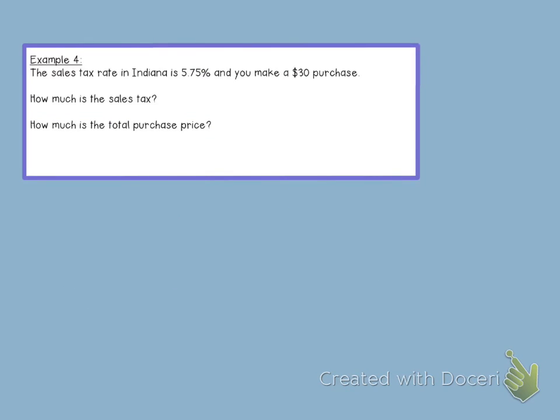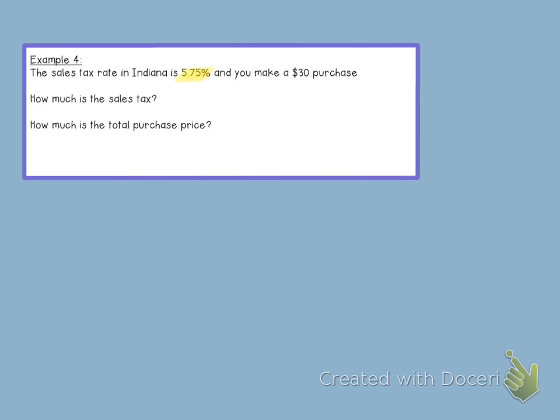Okay, number 4. The sales tax rate in Indiana is 5.75%. And you make a $30 purchase. So 5.75% for the sales tax. You make a $30 purchase. How much is the sales tax? That would be the first question that we're going to answer. And how much is the total purchase price?